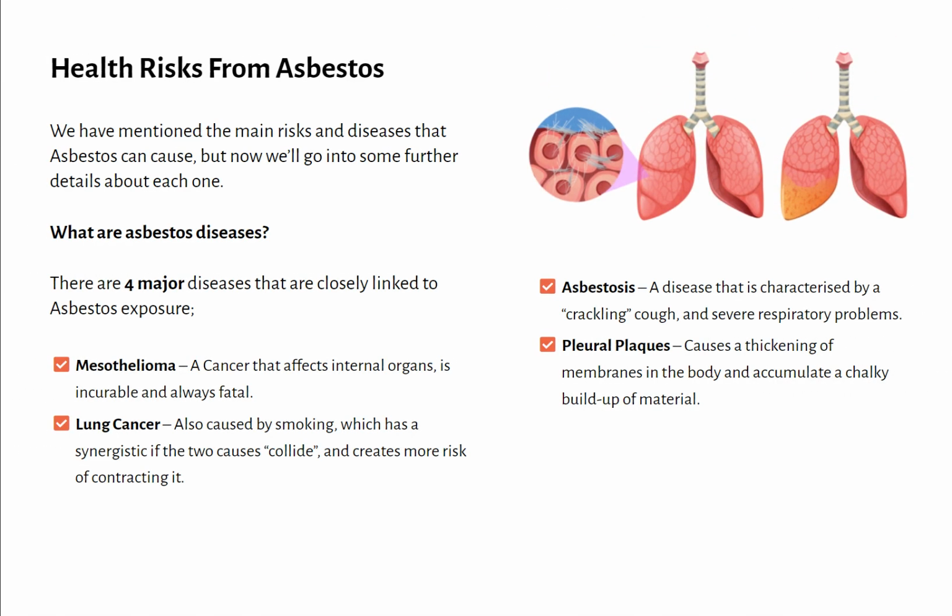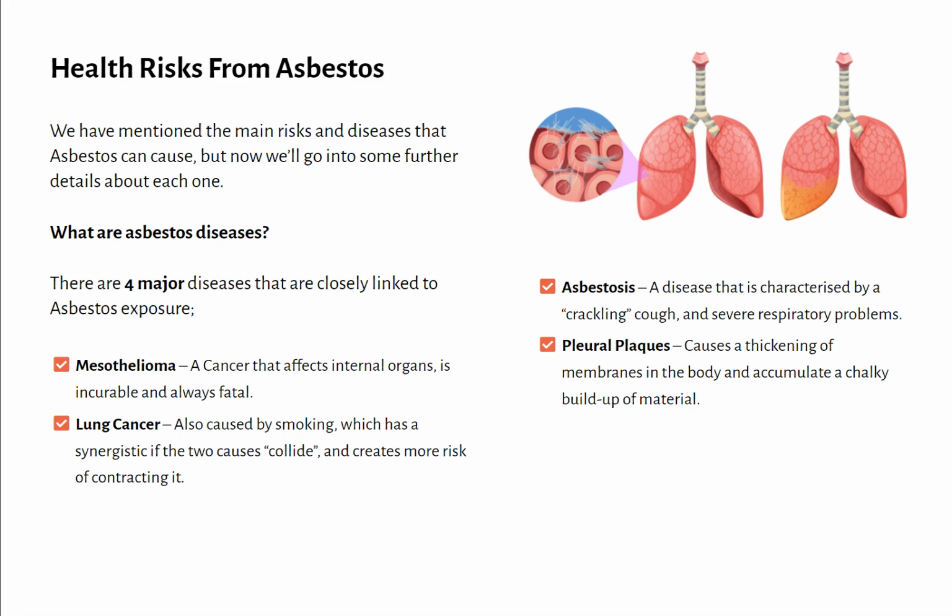Health risks from asbestos. We have mentioned the main risks and diseases that asbestos can cause, but now we'll go into some further details about each one. What are asbestos diseases? There are 4 major diseases that are closely linked to asbestos exposure. Mesothelioma, a cancer that affects internal organs, is incurable and always fatal.